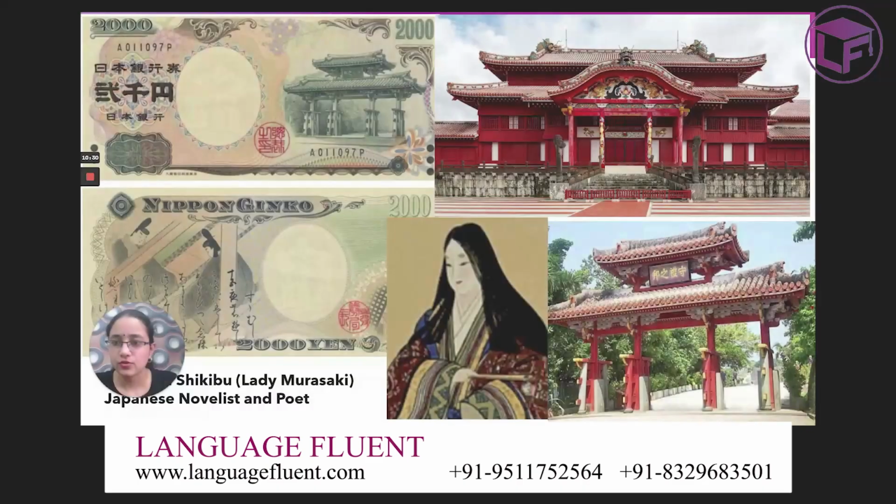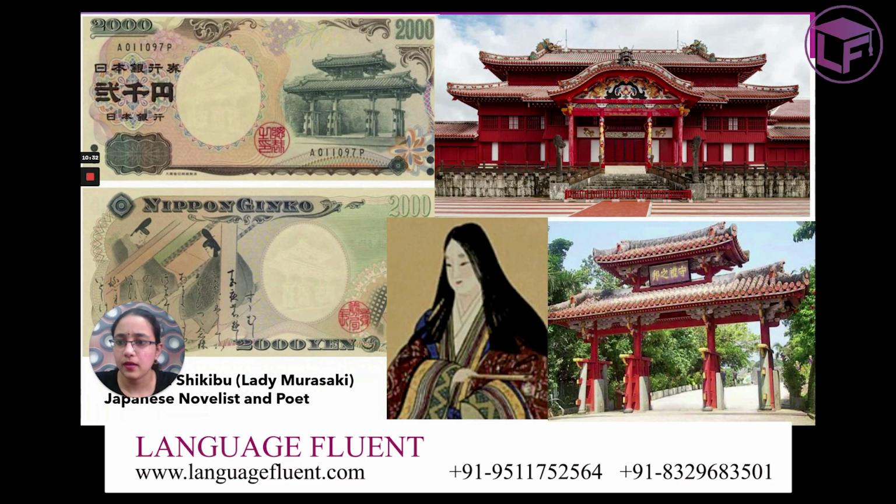Moving on to their 2000 yen currency note. Here we can see one particular gate-like structure. If you see this, there is this gate-like structure which is called the Shureimon, which is nothing but the gate to the Shuri Castle. The Shuri Castle is present in the Okinawa prefecture in Japan, and this is the castle and this is the gate. So this is what is represented in their 2000 yen currency note.